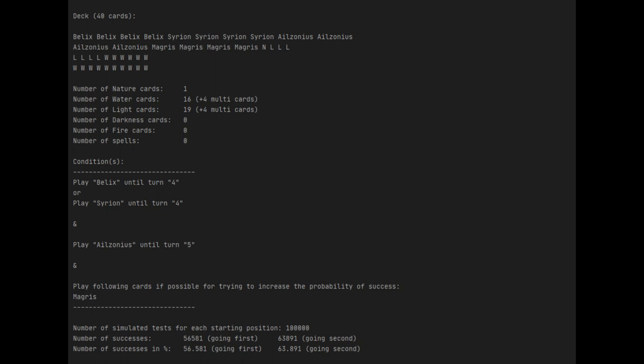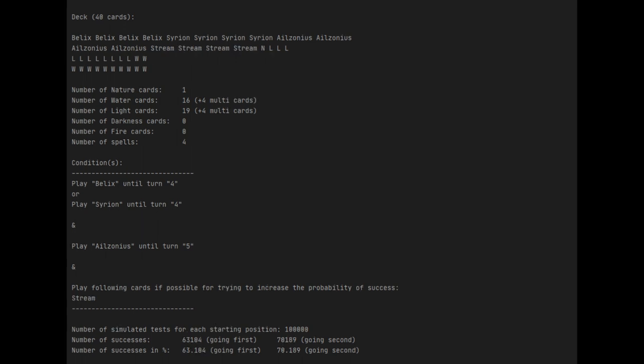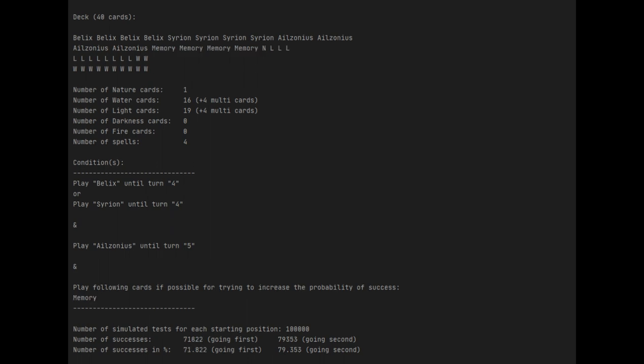We looked at 4 Stream, 4 Emerald, 4 Hookers, 4 Magras. And now let's look at 4 Memory, and here we are. What happens is it skyrockets your probability to like 72% when you play 4 Crystal Memories, which is huge. We have the 55% basis, and now we have 72, which is a 17% difference, huge for just 4 Memories. And again, compared to Stream, which was the second best, Stream was 63% and Memory is 72%. So 9% difference between the best card and the second best card to achieve your goal, Ailzonius turn 5.